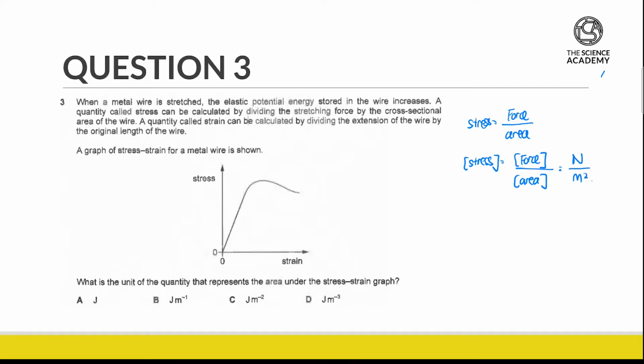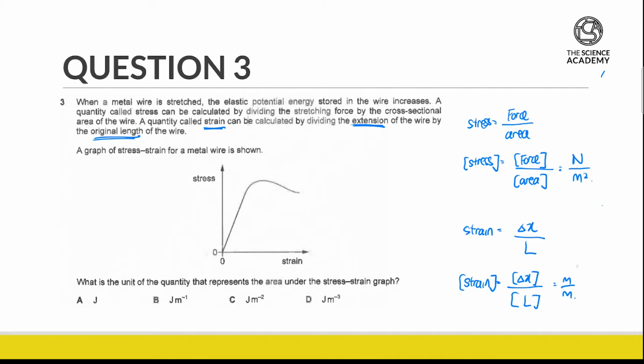All right. On the other hand, we have another quantity called strain, and strain is calculated by dividing the extension of the wire by the original length of said wire. So let's just write it out. Strain is going to be equal to the extension of the wire divided by the original length, and so the unit of strain is going to be equal to the unit of the extension divided by the unit of length. So it's going to be meters divided by meters.